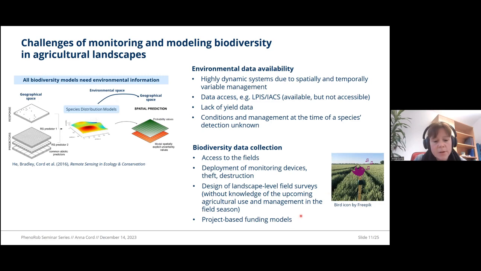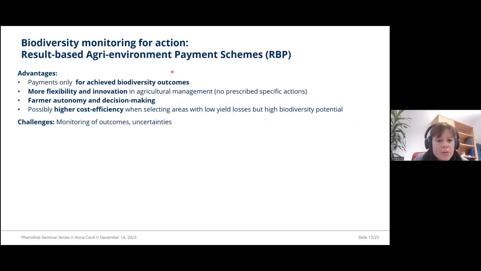And then, as with all ecological projects, the collection of data is based on project-based funding models. So I'm really interested in the concept of result-based agro-environmental payment schemes at the moment, because this is a nice bridge of using monitoring data for biodiversity and actually achieving an outcome. So the whole idea of these payment schemes is that farmers are only paid if they achieve biodiversity outcomes, or certain species in a certain abundance are observed on their land.